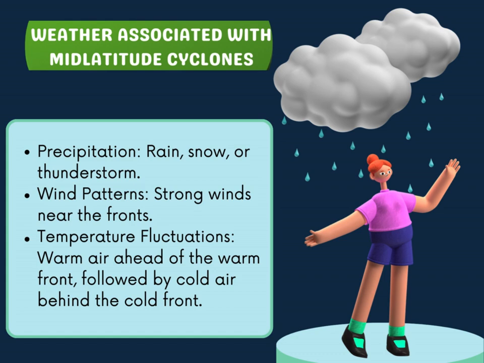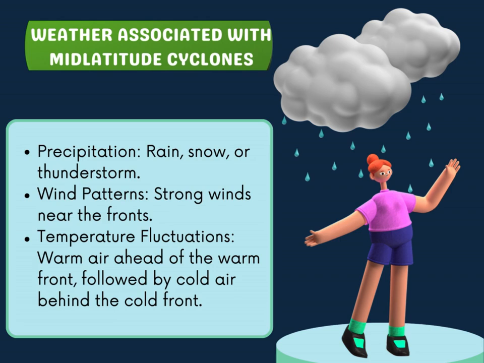And next, we have weather associated with mid-latitude cyclones. In precipitation, we have rain, snow, or thunderstorms, while in wind patterns, we have strong winds near the fronts. In temperature fluctuations, we have warm air ahead of the warm front, followed by cold air behind the cold front. Basically, mid-latitude cyclones are responsible for a variety of weather conditions, including rain, snow, thunderstorms, and clear skies, depending on which part of the system you are located.